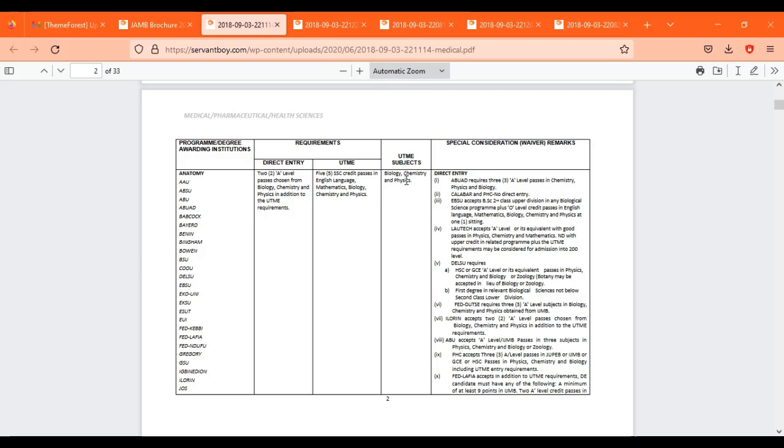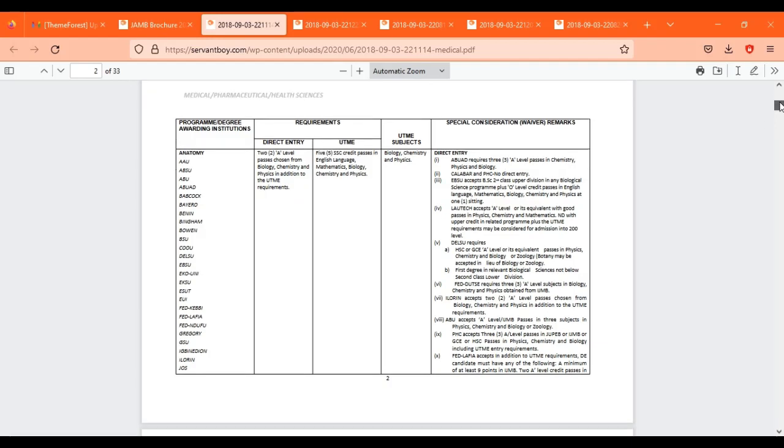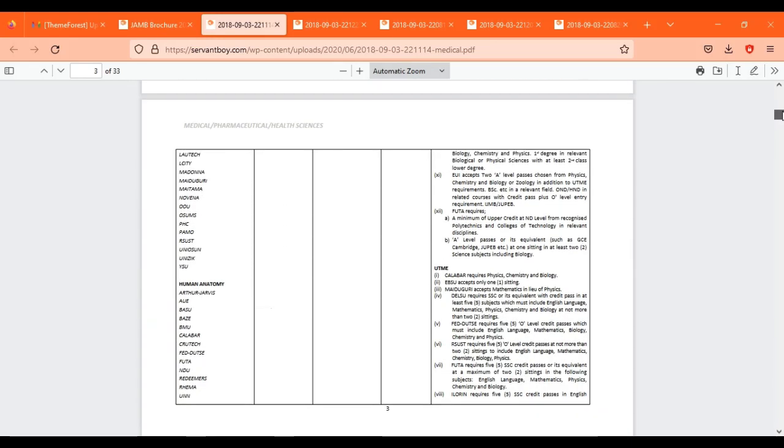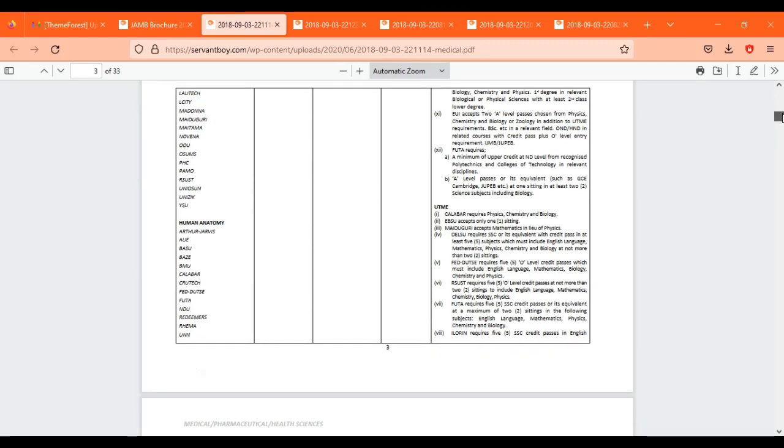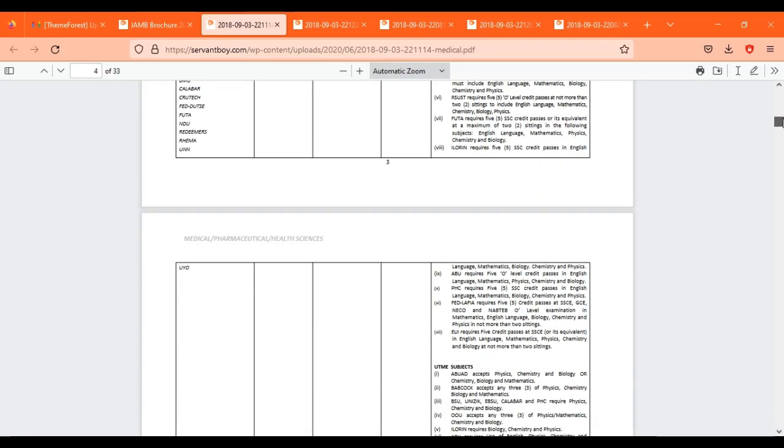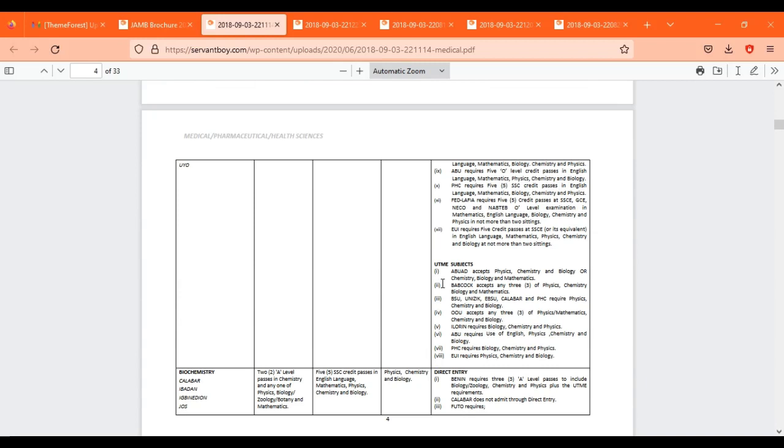So that means for you that wants to study anatomy, you must sit for biology, chemistry, physics, and the next one is English language, which is compulsory for all. So English language, biology, chemistry, and physics is very, very important. And let us now look at the waivers. That is school related. Now, this is the UTME subject.